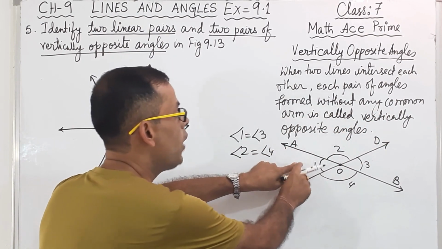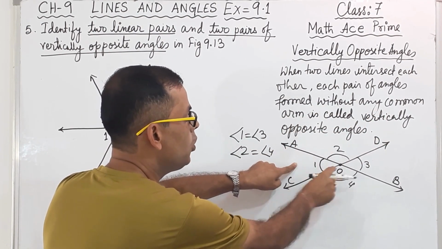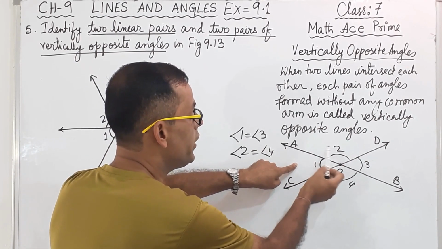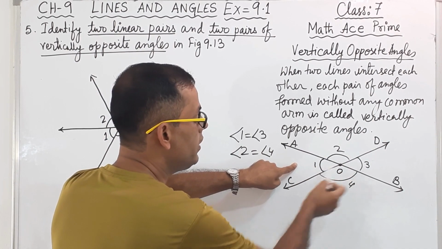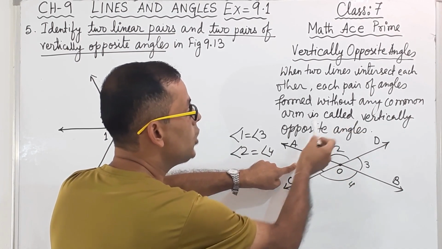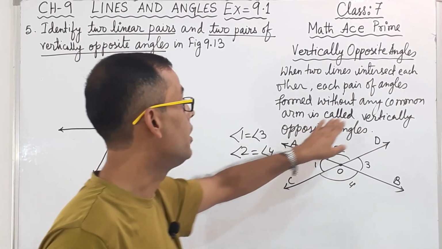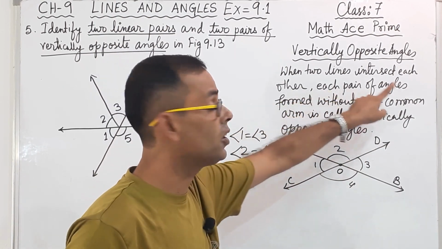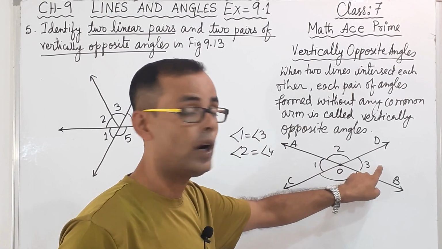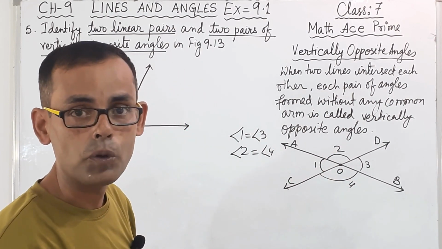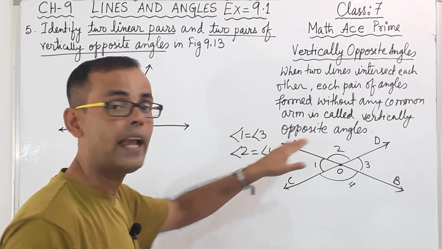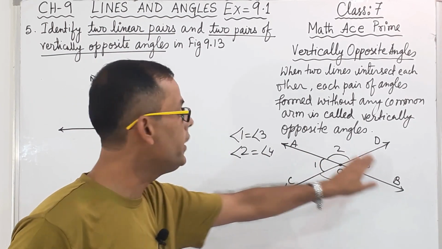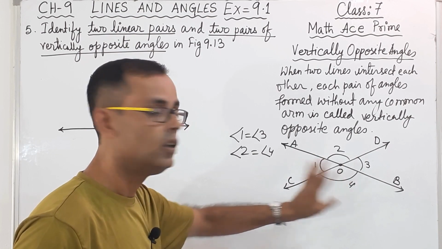If you take 1 or 2, then there will be a common arm. OA will be the common arm. Okay, so you cannot take 2. So if you don't take the 2, the next one is what? 3. So 1 or 3 without any common arm, and they are called what? Vertically opposite angles. Okay, each pair of angles. So this one and this one, they are called vertically opposite angles, and vertically opposite angles are equal. So angle 1 equal to angle 3, angle 2 equal to angle 4.